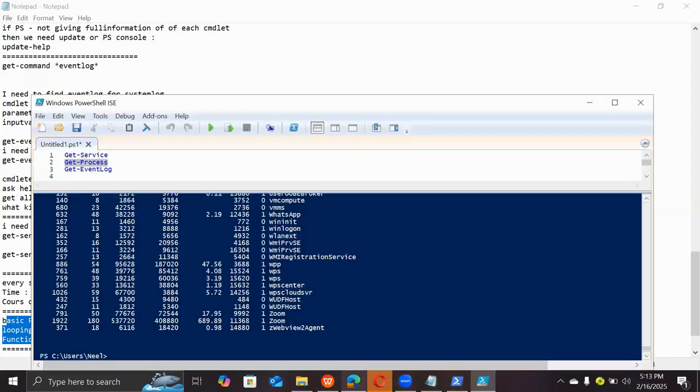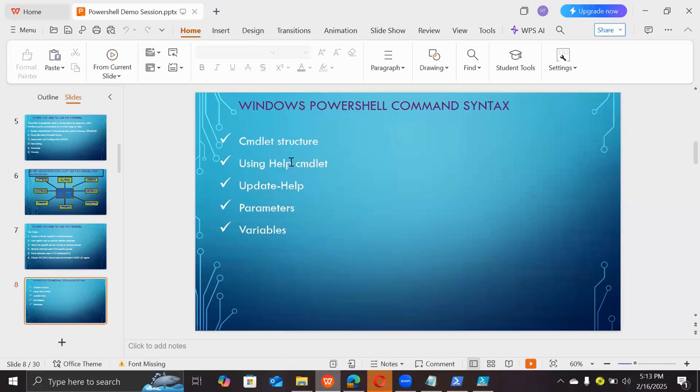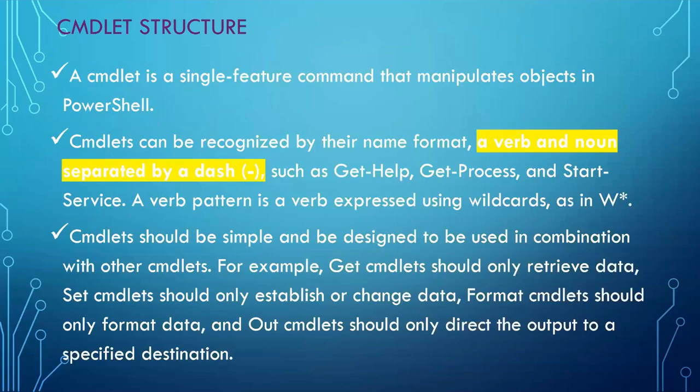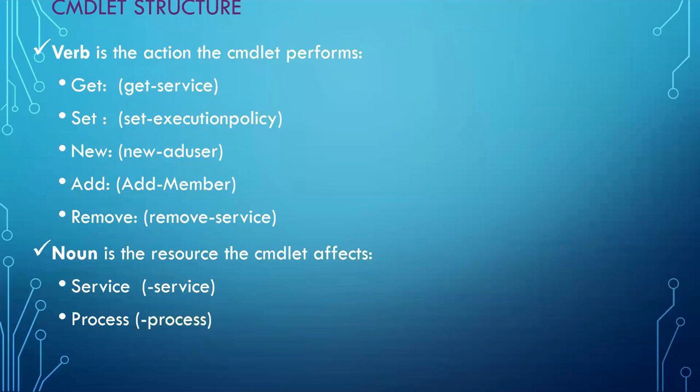If you see my presentation for a few seconds, you know we understood using the help command, Update-Help. I said the verb-noun format is always separated by a hyphen. Get-Service: the verb is the action the command performs. First are Get, Set, New, and these are all verbs, and the noun is, for example, Service, Process.